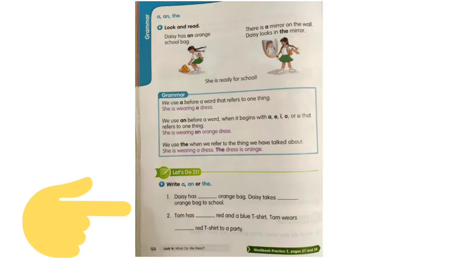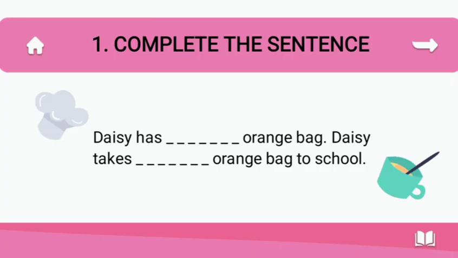Okay, friends, we are still in Pupils Book, page 44. Please look at exercise 9. Write a, an, or the. And we do it together. Look at number 1. Daisy has blank orange bag. Daisy takes blank orange bag to school. So what's the answer for these sentences? You just put a, an, or the.